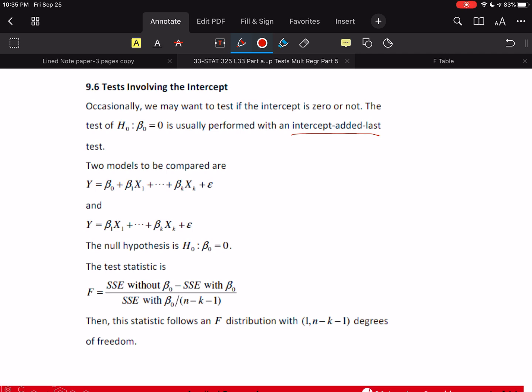So two models are compared: the full model with the intercept in it, and then the full model without the intercept, with the intercept removed. The null hypothesis is that beta naught is equal to 0 versus HA, beta naught not equal to 0. And so the test statistic is SSE without beta naught minus the SSE with beta naught, divided by SSE with beta naught over its degrees of freedom.